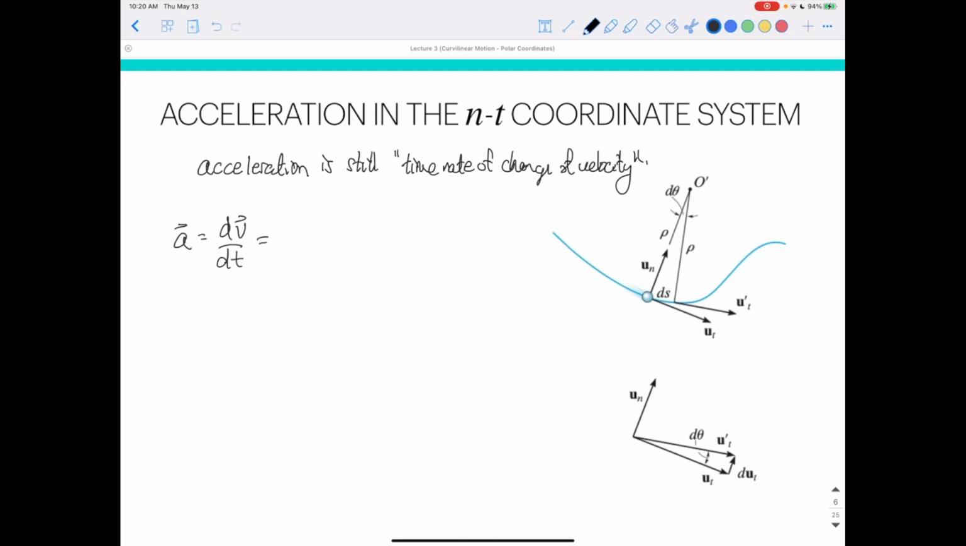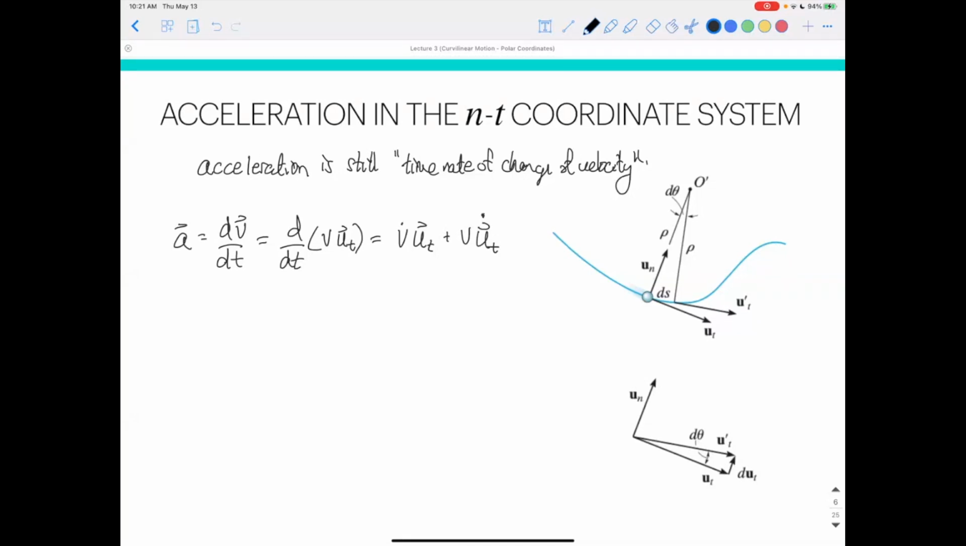And if we use our definition of velocity from the previous slide, we can write it as the time derivative d/dt of our speed times that tangent unit vector. And if we do the product rule, this ends up being v dot times u_t plus v times u dot, or u_t dot.